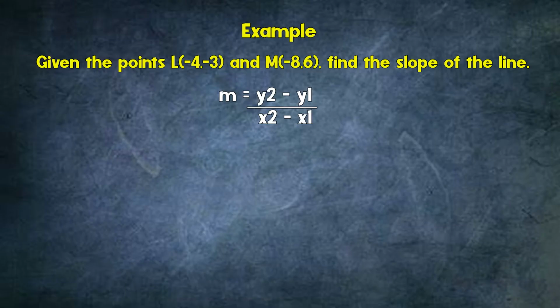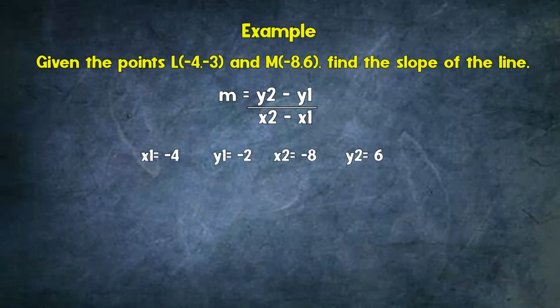Next example. Given the points L (-4, -2) and M (-8, 6), find the slope of the line. Formula again. Gradient is equal to y2 subtract y1 divided by x2 subtract x1. Let us identify x1, y1, x2, and y2. So x1 is going to be -4, y1 -2, x2 -8, and y2 6. So we're going to take these values and plug them into the formula.